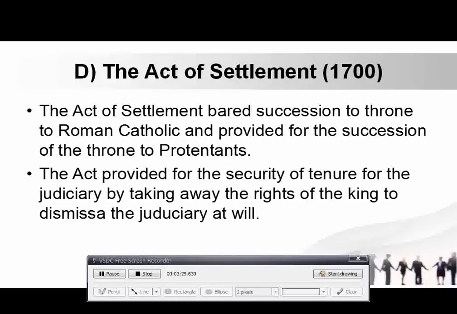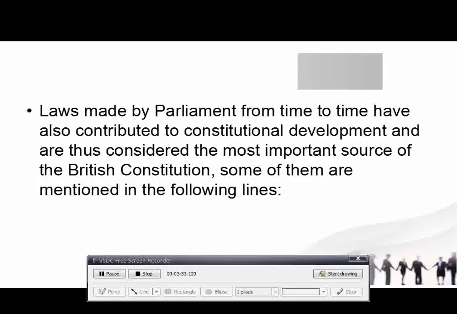After that, the Act of Settlement 1700. The Act of Settlement barred succession to the throne to Roman Catholics and provided for the succession of the throne to Protestants. The Act provided for the security of tenure for the judiciary by taking away the right of the king to dismiss the judiciary at will.